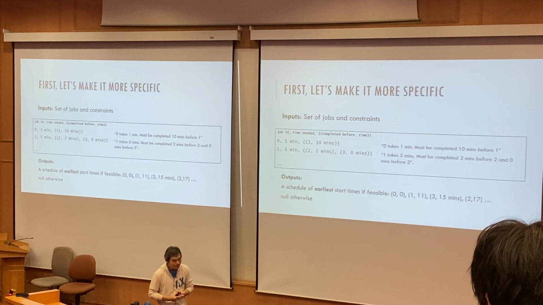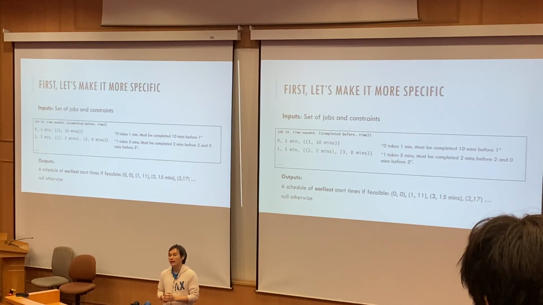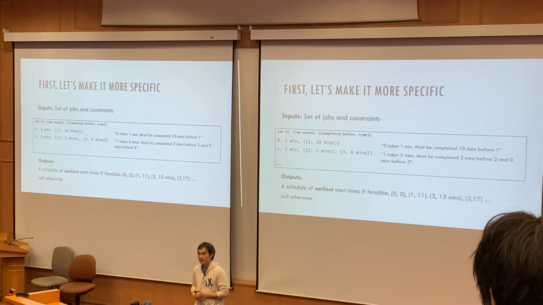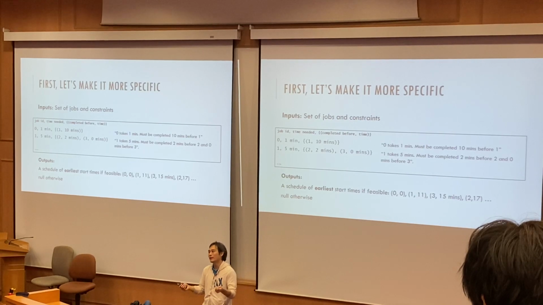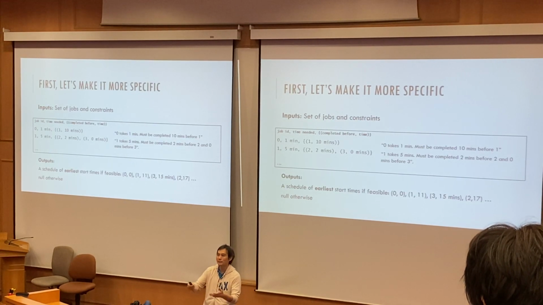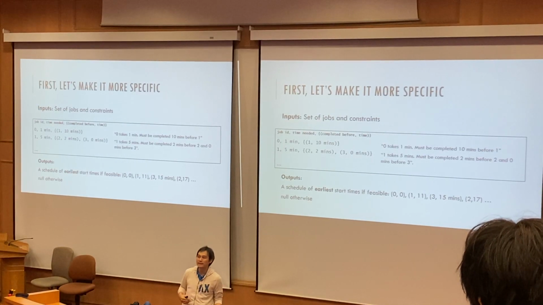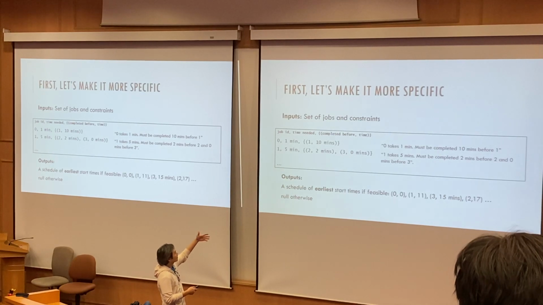The input is going to be a set of jobs and constraints. You can imagine that this is like a task allocation. You and your friends are doing some project, and there are some jobs that you need to do, but there are some constraints. Let's say your friend must complete his task before you can start yours, that kind of thing. So let's list down the constraints.